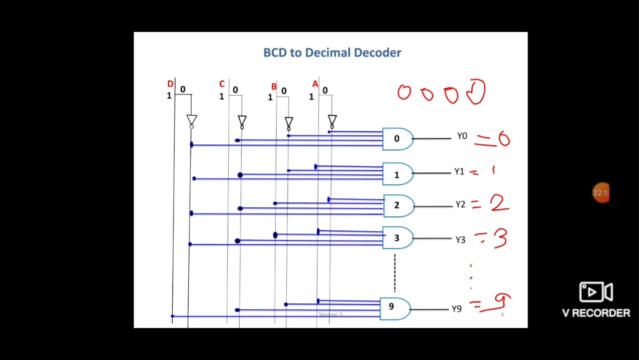This is the decimal decoder, BCD to decimal decoder. Understood, student? This diagram is equivalent to the demultiplexer, but in this diagram only the data lines are not here. Okay, 4 input lines and 10 AND gates. Understood? Encoder means decimal to binary and decoder means binary to decimal.